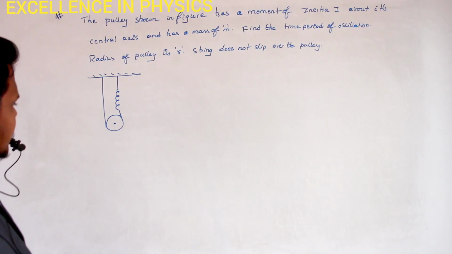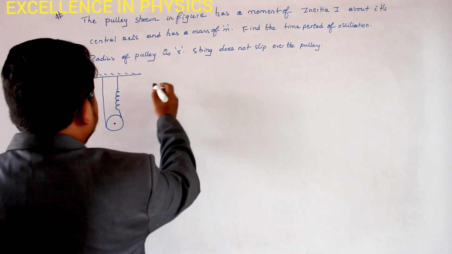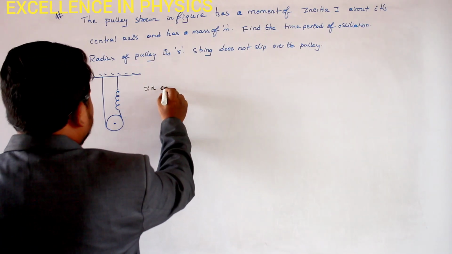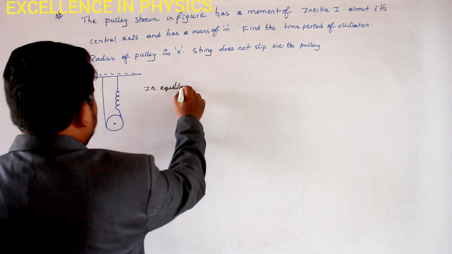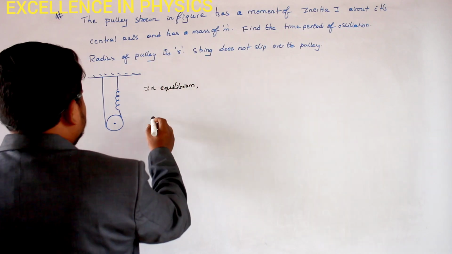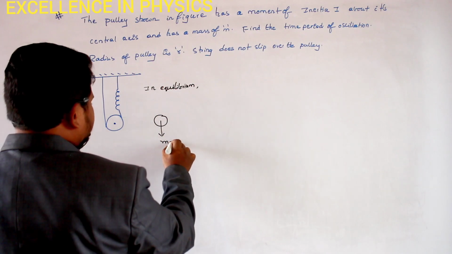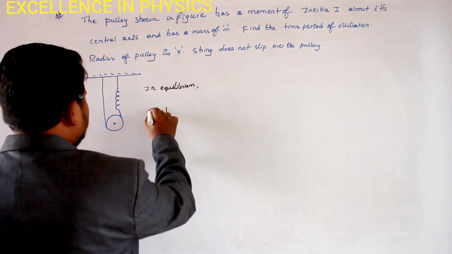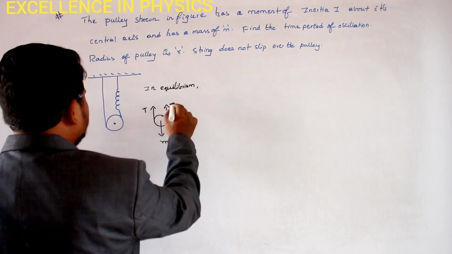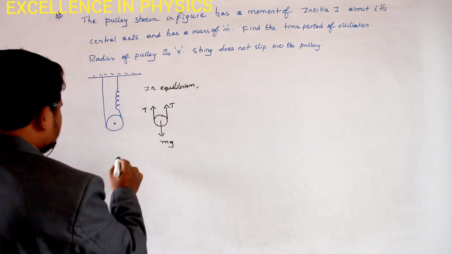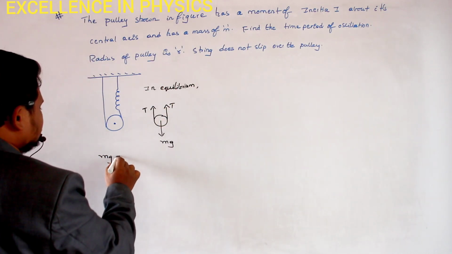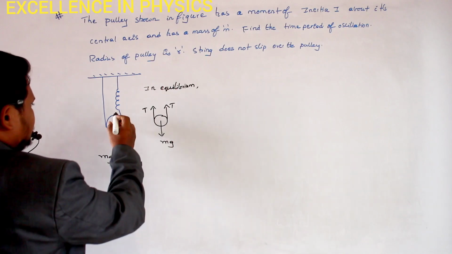So in equilibrium, I can write like this. In equilibrium condition, this pulley has some weight mg. It will be supported by two tensions, here one tension, here another tension. So definitely I can write that mg is equal to 2T. Clear? Now what is T?